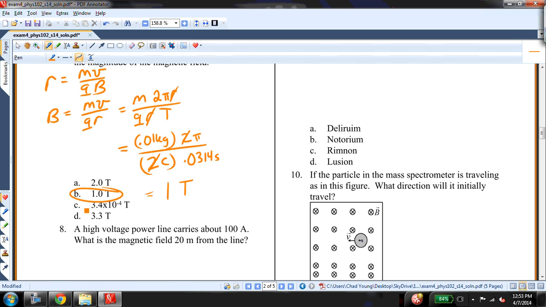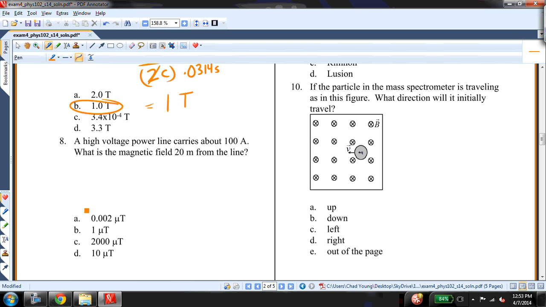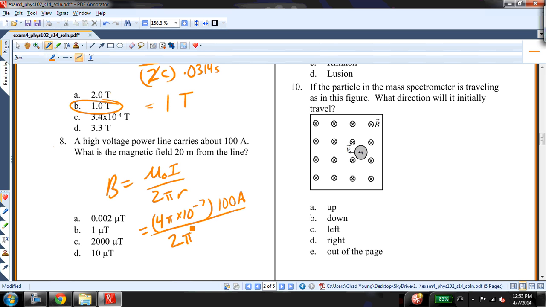Let's see, that's B. A high voltage power line carries about 100 amps. What is the magnetic field 20 meters from the line? Let's see, I think we have one already like this. This is B equals mu naught I over 2 pi R. All right. And here we're looking for B, so that's 4 pi times 10 to the minus 7, I is 100, over 2 pi times R, which is 20 meters.